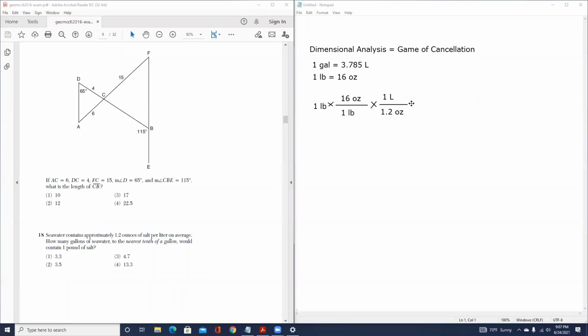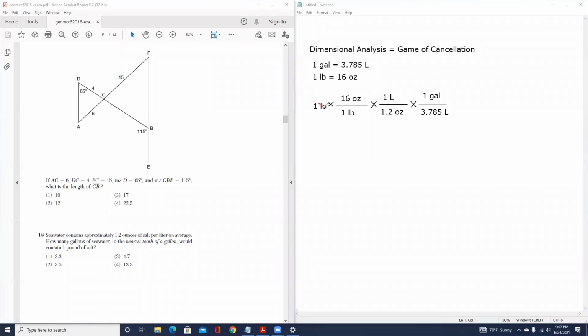Then we're going to multiply this yet again by the final conversion factor we need, which is 1 gallon for every 3.785 liters. Now, the reason I did this in this particular order is because we are sequentially canceling units with every factor we add.